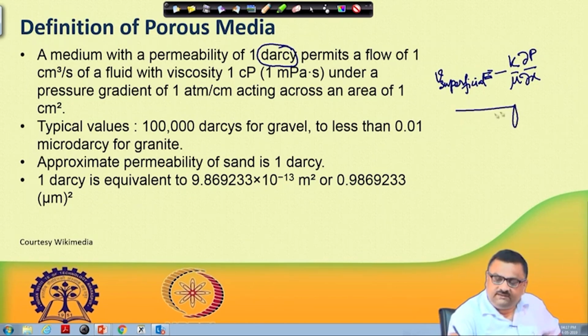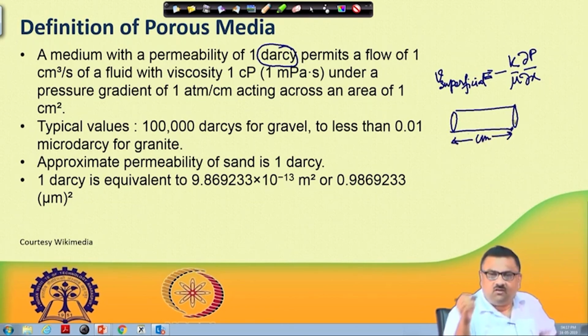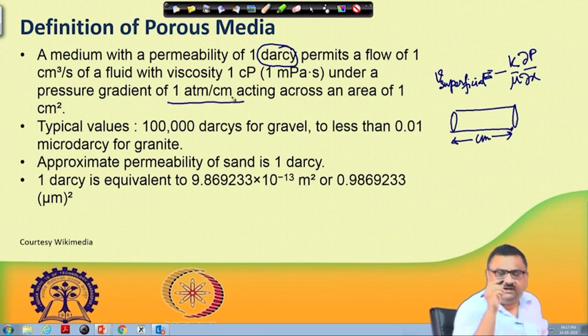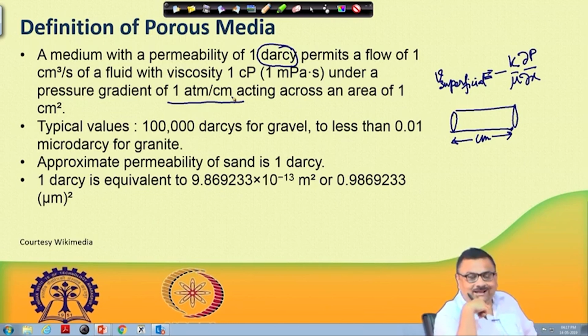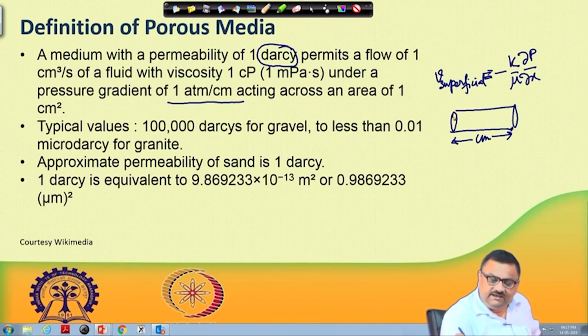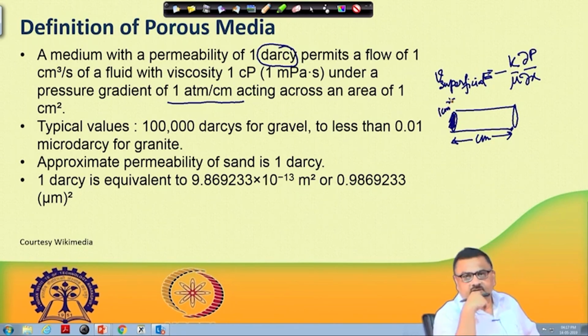So, pressure gradient is 1 atmosphere per centimeter. That means, if this is the length of the core, and this is 1 centimeter, the pressure drop over this length of 1 centimeter is 1 atmosphere, acting across an area of 1 centimeter square. So, the area here is 1 centimeter square and the pressure drop is 1 atmosphere. Under such condition, if one gets a flow rate of 1 centimeter cube per second, then one calls this porous medium as having a permeability of 1 Darcy. So, that is the definition of 1 Darcy.